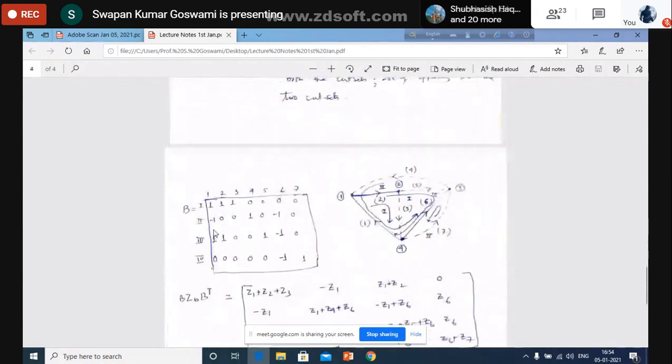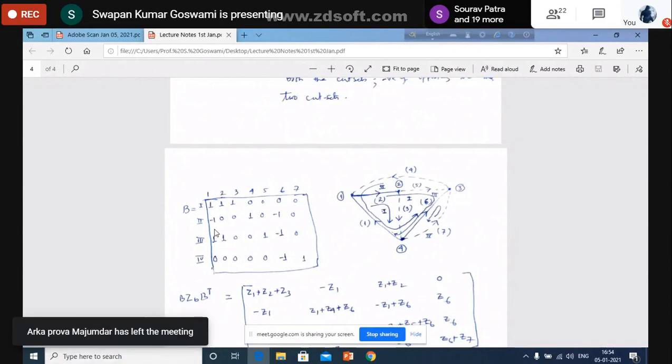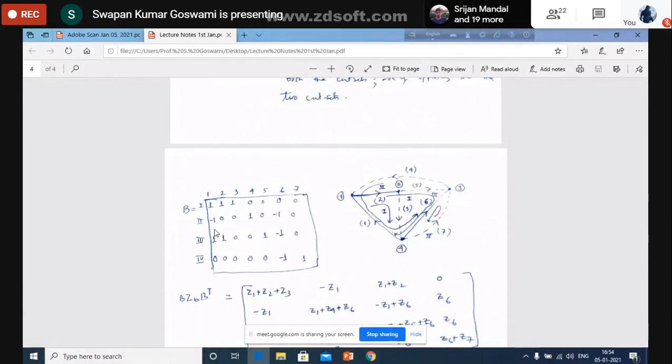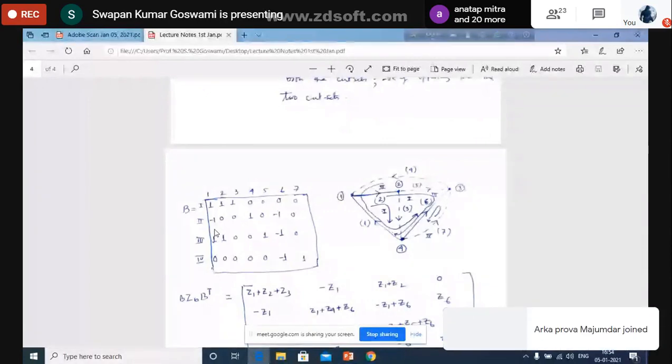Already we have derived the expression relating the B matrix. What was the expression? B ZB B transpose into I loop was equal to B into (ES minus ZB IS). This was the equilibrium equation. And we have mentioned that B ZB B transpose will obviously be an impedance matrix. That impedance matrix we have written as the loop impedance matrix.